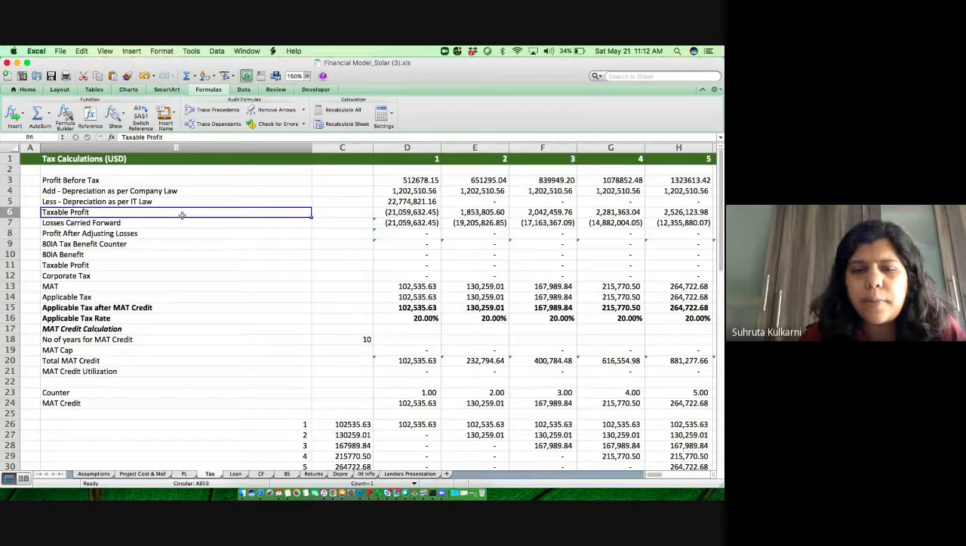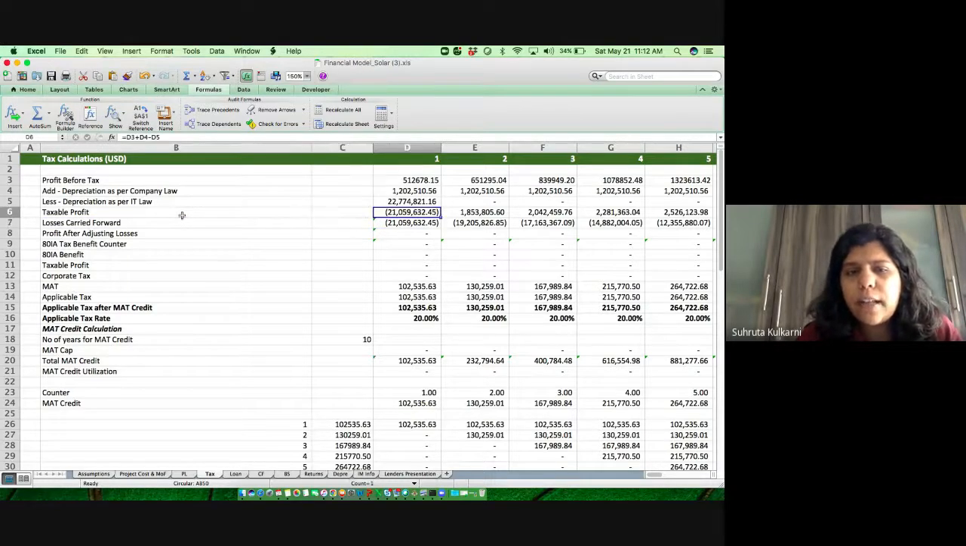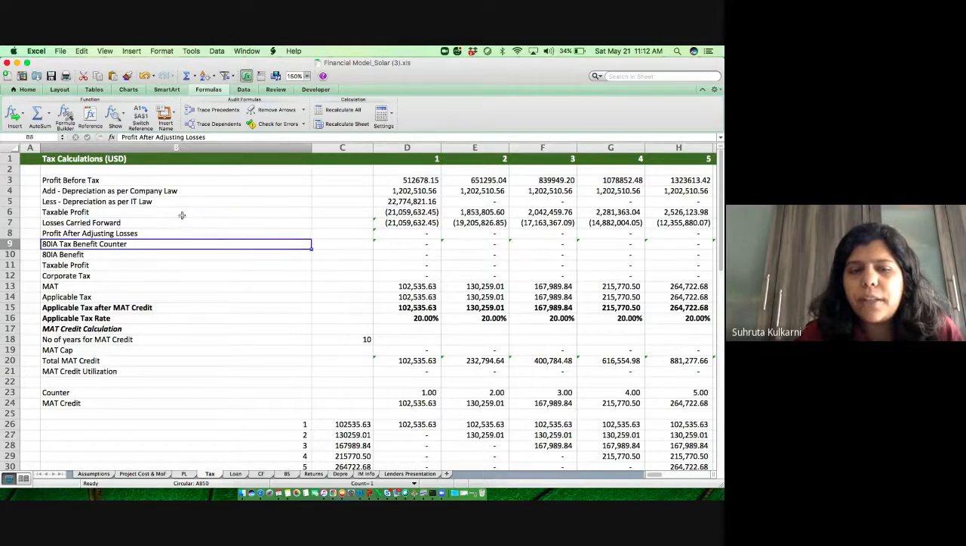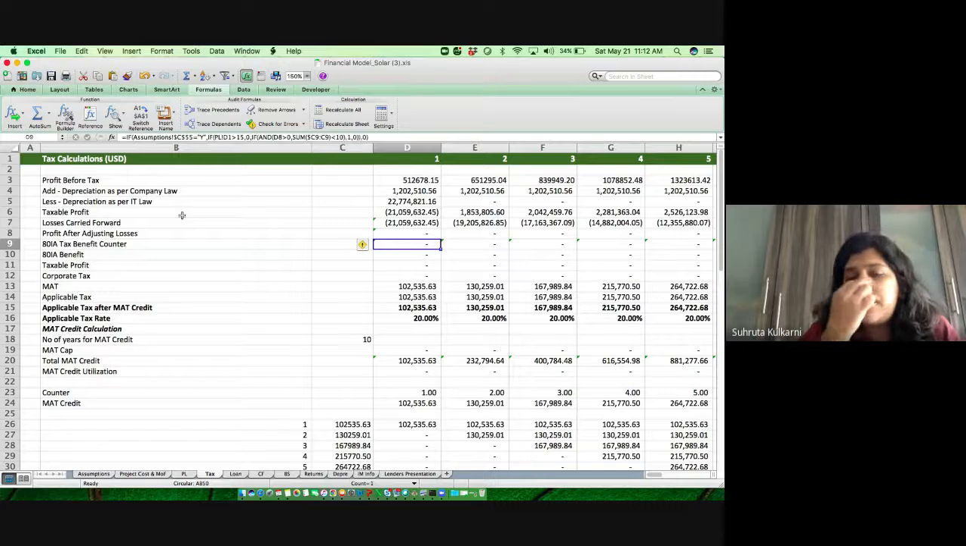Then this is my taxable profit. Am I making any losses? Then I don't need to pay tax. That is how all these calculations are designed, right? Then what is my profit before any losses? Am I availing, now this is the 80IA, the holiday benefit. Now again here, what they say is that you can have a 10-year tax holiday, but you should avail it within 15 years. So this is how I'm doing a counter over here.